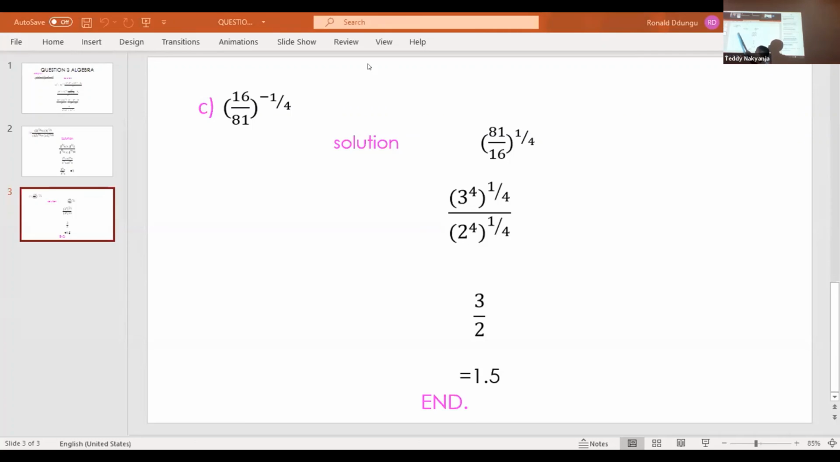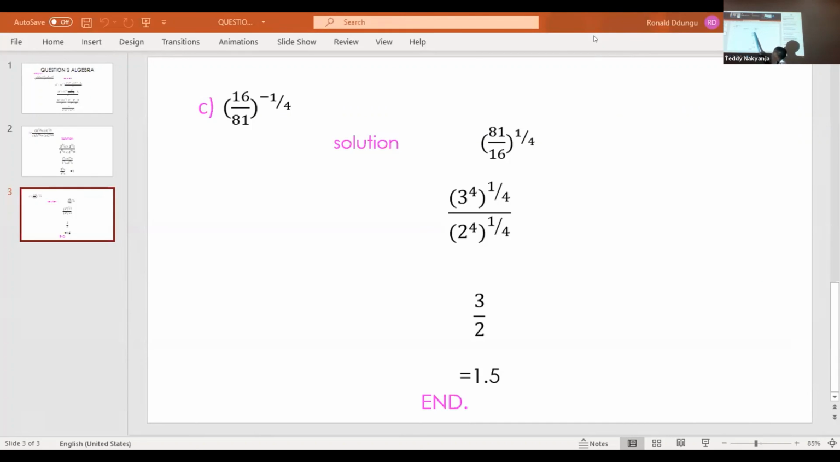Okay. Part C says, simplify 16 out of 81, the whole of it, to power negative 1 out of 4. But for me, I want to get a positive power, so I will get a reciprocal of 16 out of 81, which is 81 out of 16.